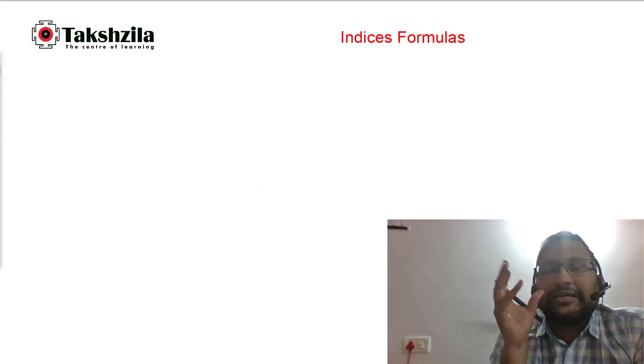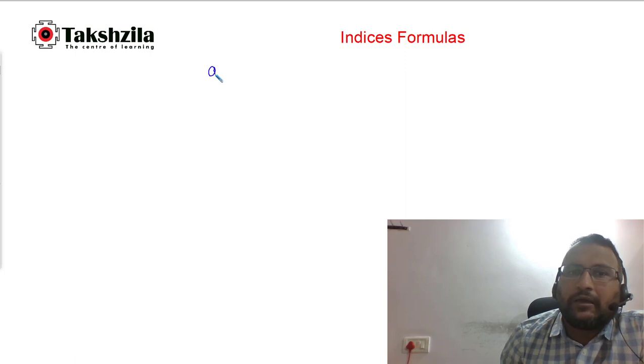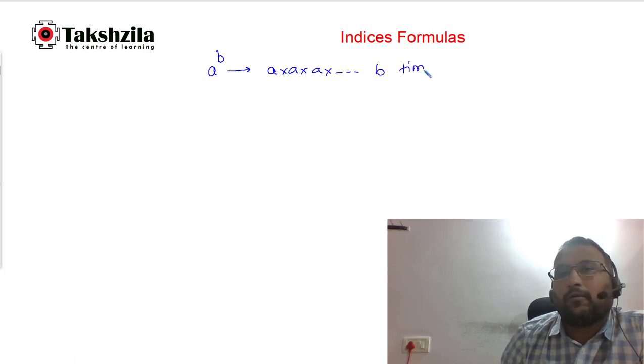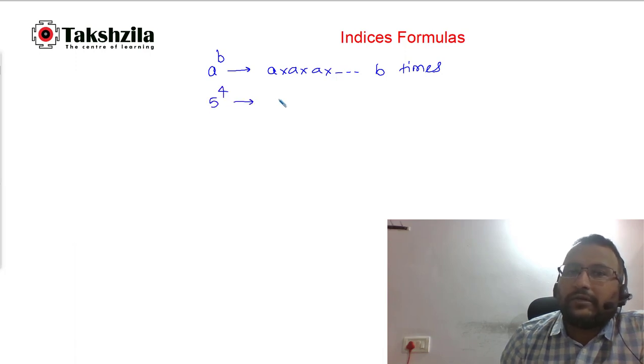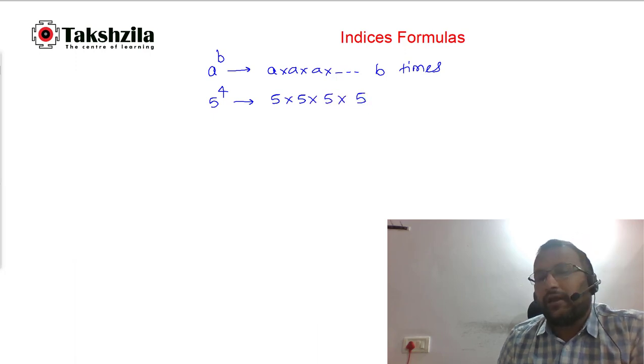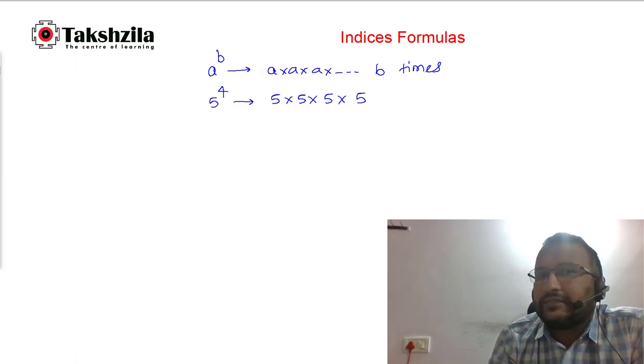The next is indices formulas. Now what do we mean by indices? For example, a to the power b means a is multiplied by itself, how many times? Total b times. For example, 5 to the power 4 means 5 is multiplied by itself total 4 times. So there are a few formulas over here. Let's have a look at them one by one with the help of examples.